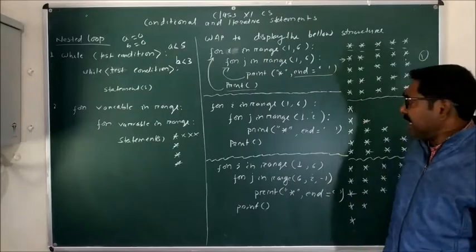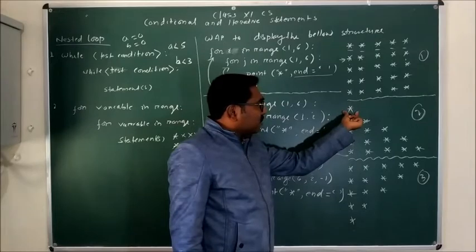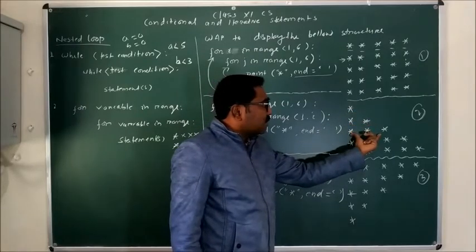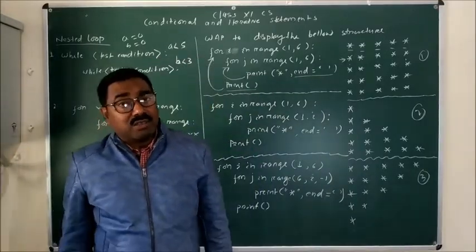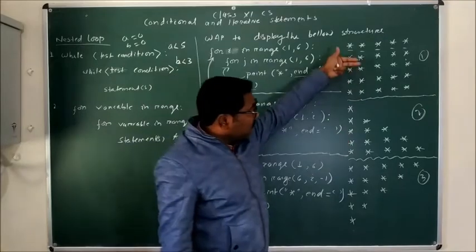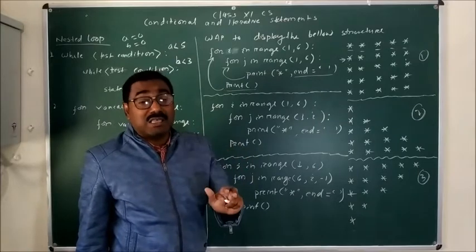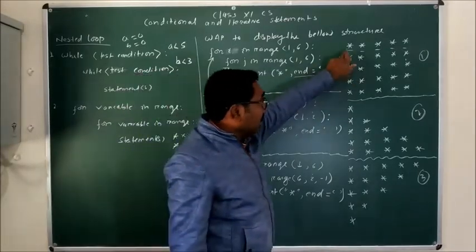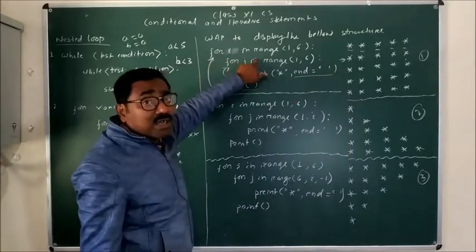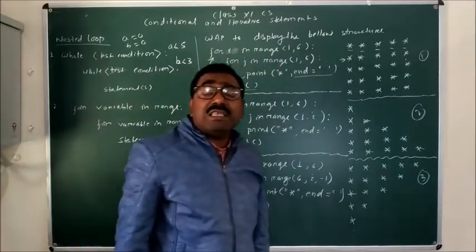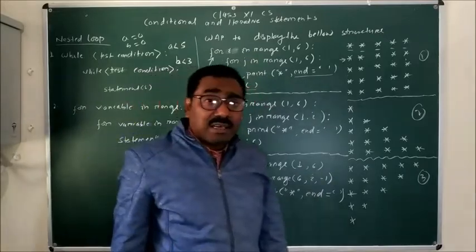Now come to the second structure, in which the first row has only 1 asterisk, the second row 2 asterisks, the third row 3 asterisks, the fourth row 4 asterisks, and the fifth row has 5 asterisks. The similarity between these two structures is that the number of rows is the same. In both cases, the number of rows is 5. So we are using the first loop for the rows, and there should not be any changes in the first loop. That must be the same in the first case as well as in the second case.